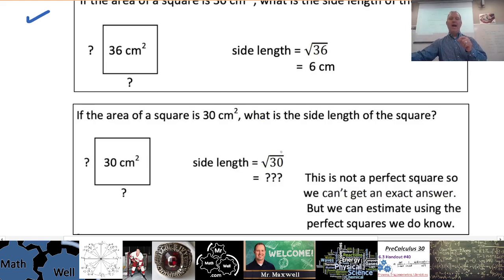This is called a radical right here. It's with a square root like that or with a root sign. It's a specific type of number called a radical. We're going to deal with radicals mostly in grade 11, so you'll just wait for that.